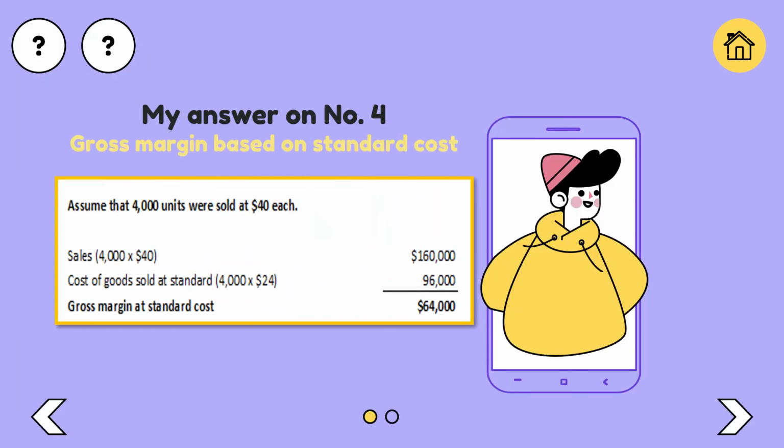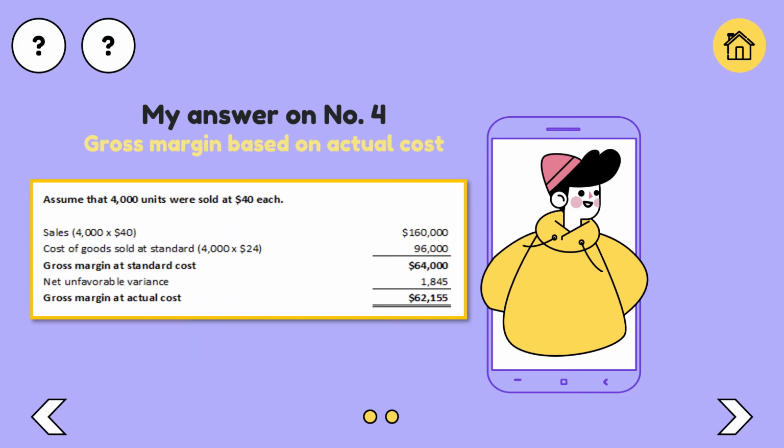Now, let's assume that 4,000 units are sold at $40 each, and we are asked to calculate the gross margin based on standard cost. In order to do that, we first need to find out the sales, which is 4,000 multiplied by $40, and the cost of goods sold at standard, which is 4,000 multiplied by $24. We subtract the two and we get the gross margin at standard cost, which is $64,000.